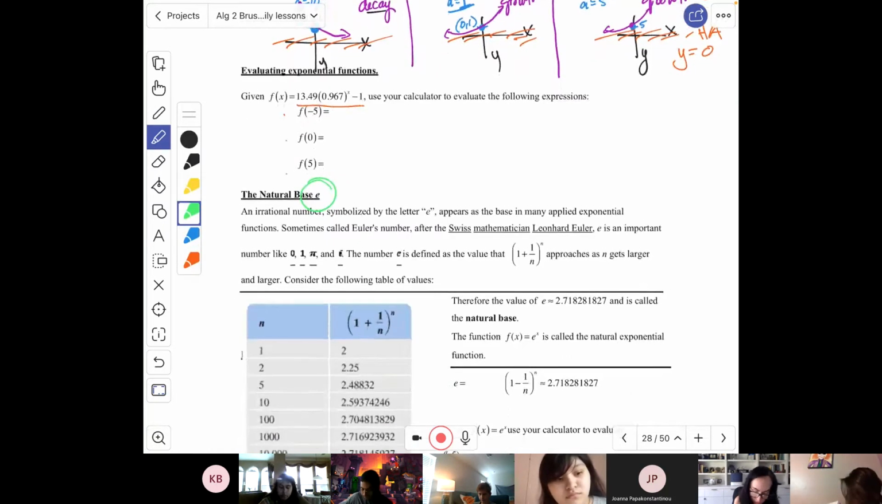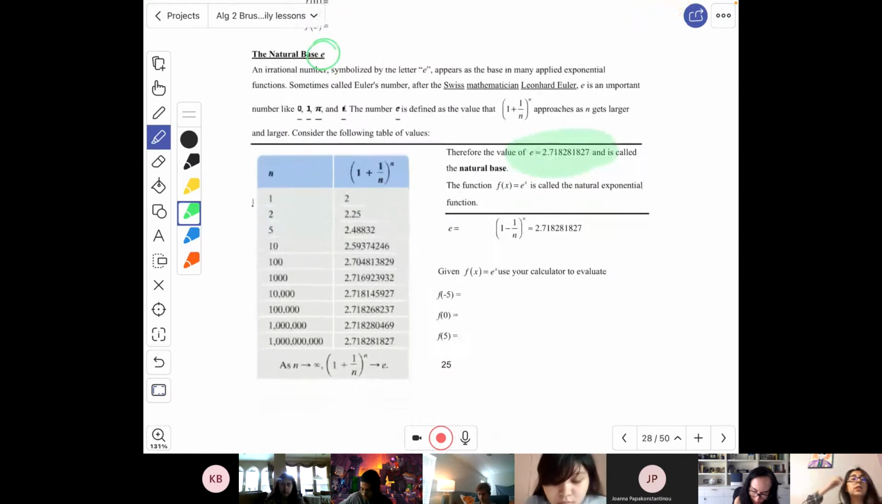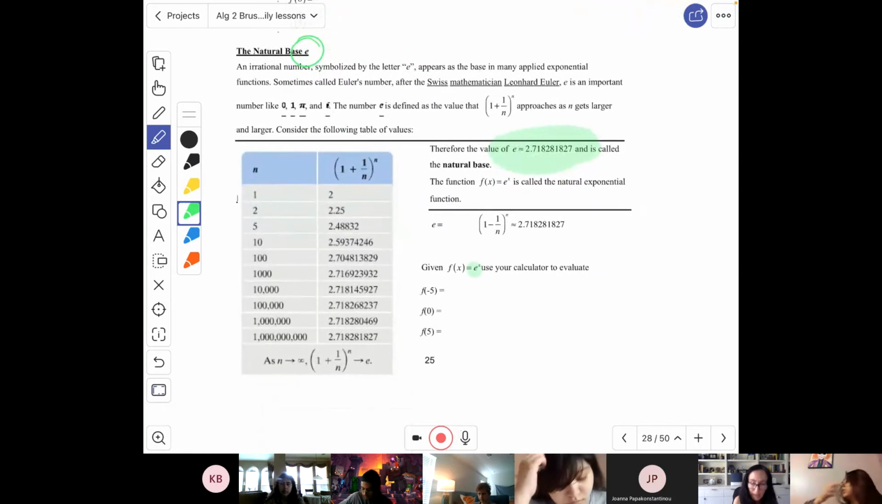E is a very special number like pi, and there it is. It's the natural number E. I is an imaginary number, pi is an irrational number, E is a natural number. If I were to substitute E in for my base, that's a number greater than 1. So this is going to cause exponential growth. You should be able to recognize that as being exponential growth.